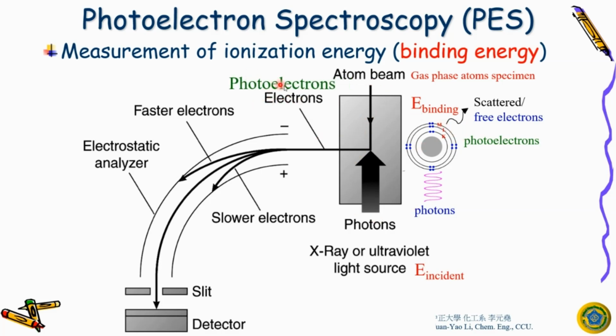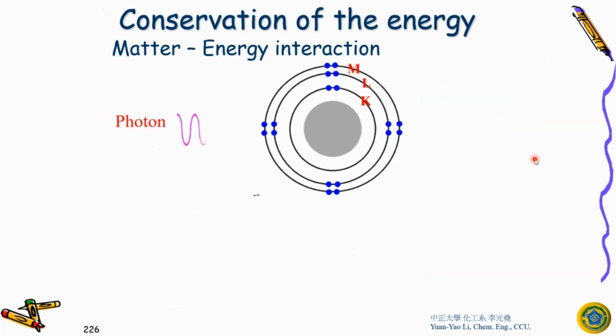So these are photoelectrons. We all know that electrons have negative charge, so we can analyze the energy of the electrons. If you have a slow electron and a fast electron, the electron with the right energy will hit the detector. By tuning the electrostatic analyzer, by tuning the magnetic field, we are able to detect the energy of the photoelectron. Once we know the energy of this free electron, the photoelectron, then we can have an equation like this.